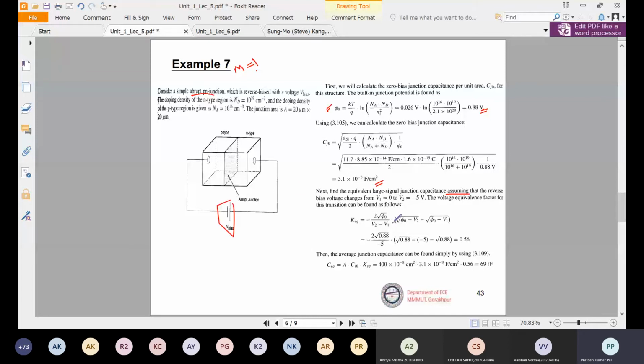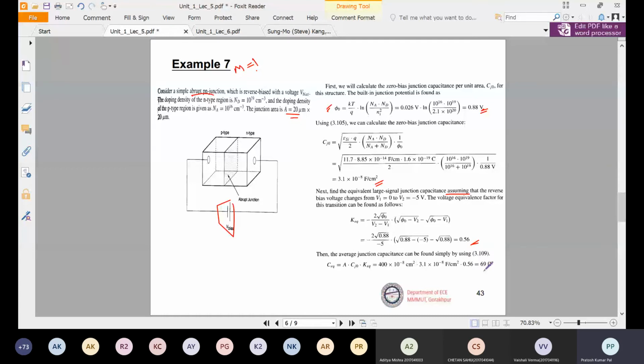Once we know the K equivalent, since we already have Cj0 and the area, we can get the C equivalent. C equivalent will be 69 femtofarad. So this is how we can proceed with the example.